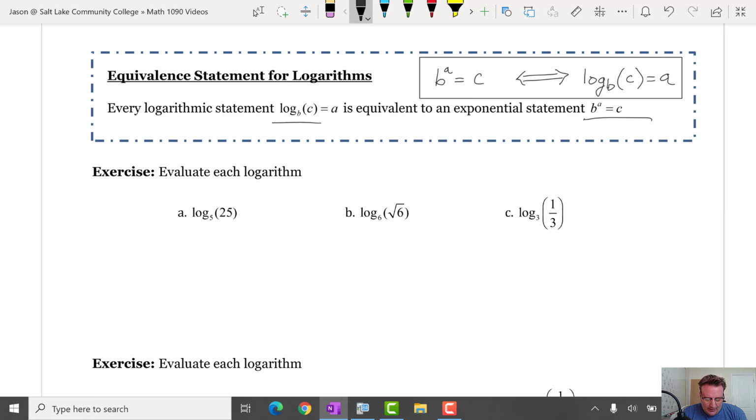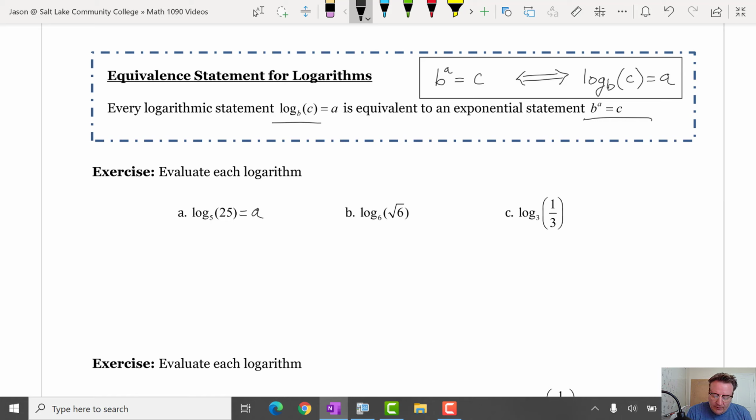Okay, so let's evaluate these logarithms. The first one, a, we have log base 5 of 25. I'm just going to say, okay, what is this? This is equal to, I'm going to follow the pattern over here, and I'm going to call this a. I want to evaluate this, I want to figure out what a has to be.